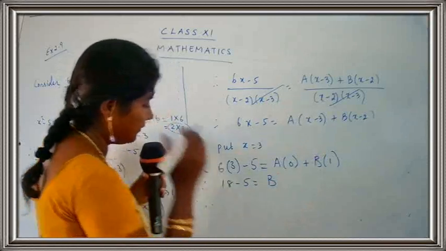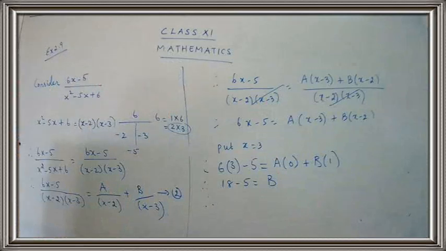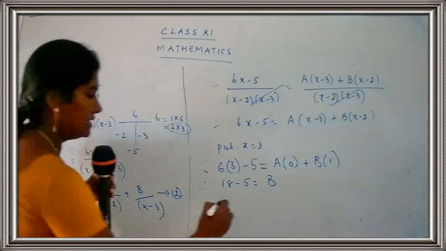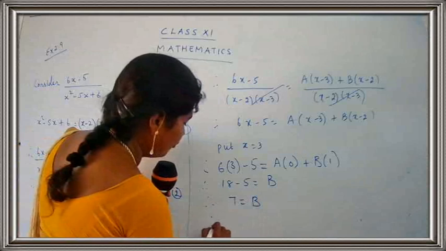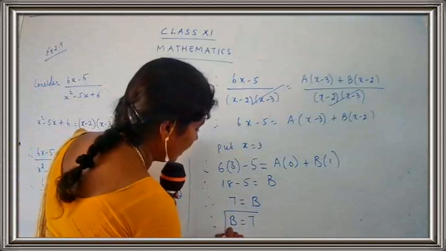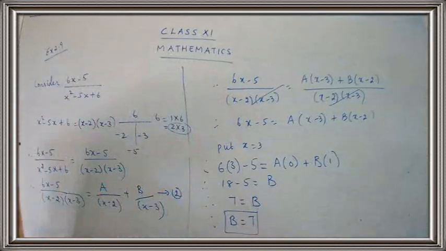So what is 18 minus 5? 7, yes, 7. So I'll get here 7 is equal to b. Therefore b is equal to 7. So I have found one value, children. I have got the value for b. The value for b is equal to 7.